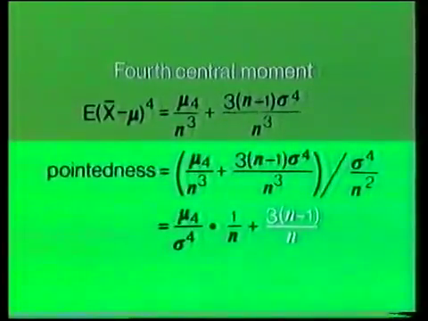In the limit, as n approaches infinity, the pointedness of the sampling distribution approaches 3, no matter what the pointedness of the parent distribution. So that's another heuristic argument for accepting that the sampling distribution does become normal as the sample size gets larger. And although these arguments aren't proofs, I hope you'll find them convincing.